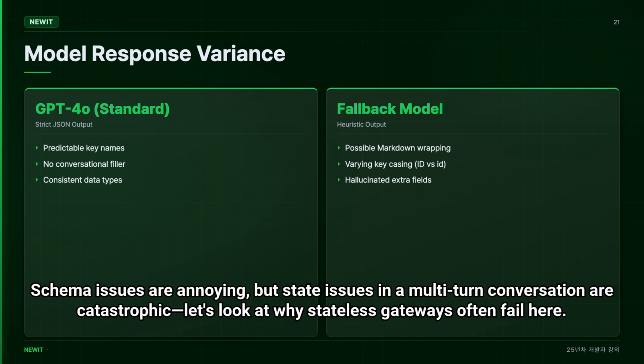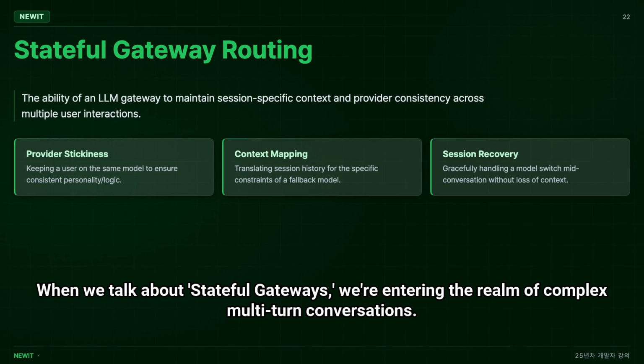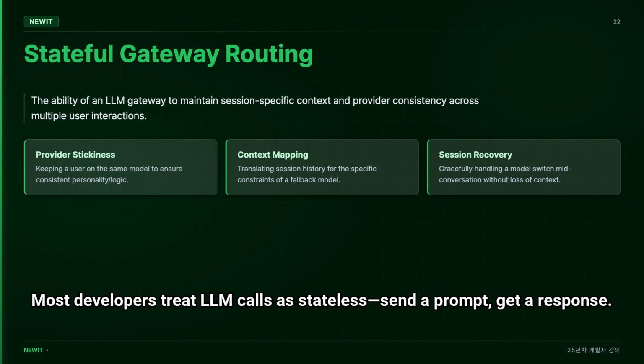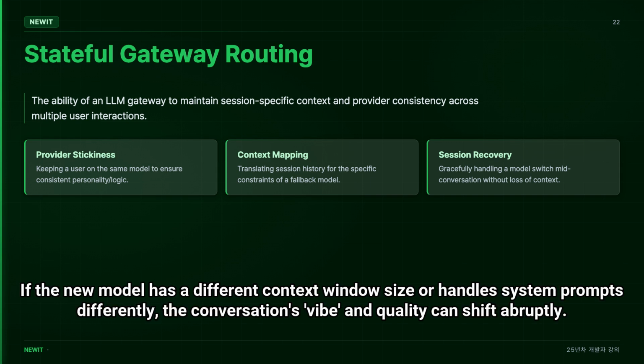Schema issues are annoying, but state issues in a multi-turn conversation are catastrophic. Let's look at why stateless gateways often fail here. When we talk about stateful gateways, we're entering the realm of complex multi-turn conversations. Most developers treat LLM calls as stateless: send a prompt, get a response. But what happens if a user is mid-chat and your gateway decides to fail over to a different model for the third turn? If the new model has a different context window size or handles system prompts differently, the conversation's vibe and quality can shift abruptly.